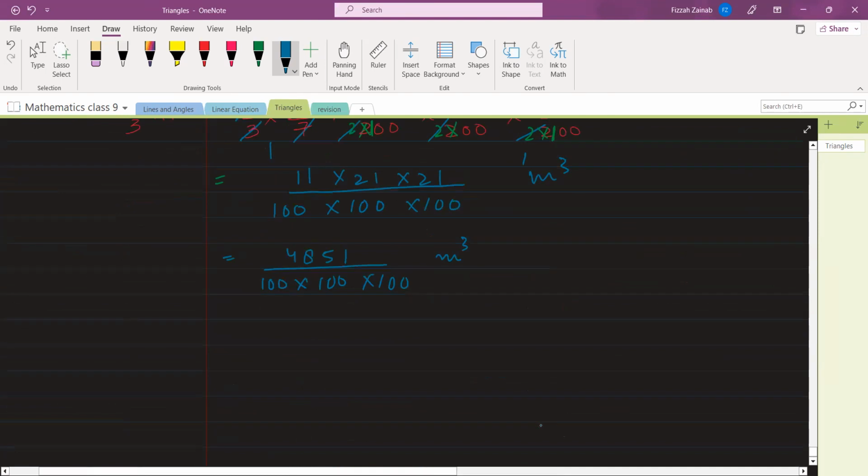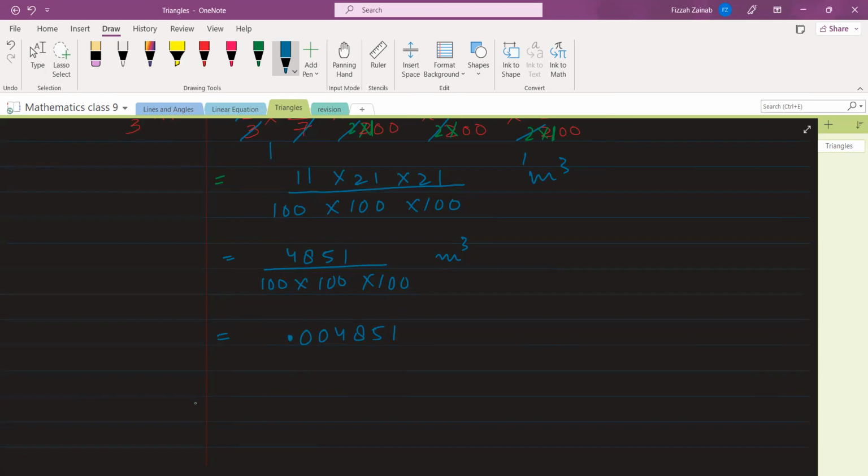Okay, wait. So you have to place it after 6. So you write first 4, 8, 5, 1, right? So 1, 2, 3, 4, 5, 6. Now you place your point here. Then you can put a 0 because this 0 is not significant. You can put a 0 here. Meter cube. Is that clear? Yes, ma'am. Now let's move to question number 3.